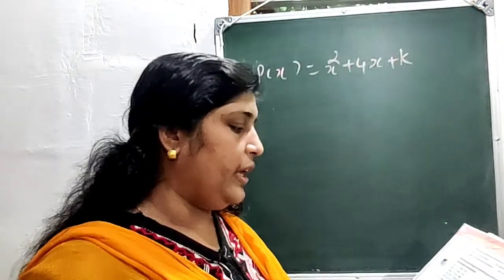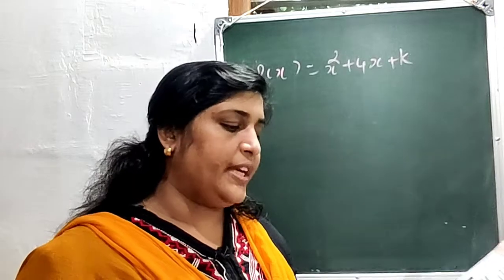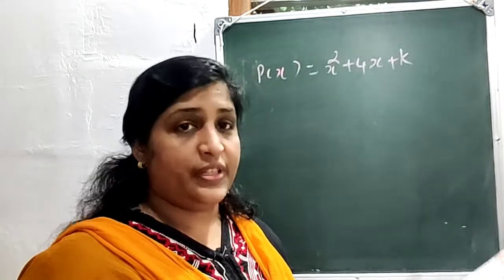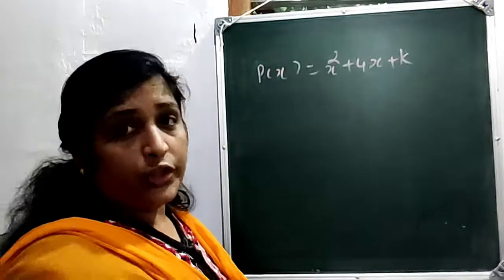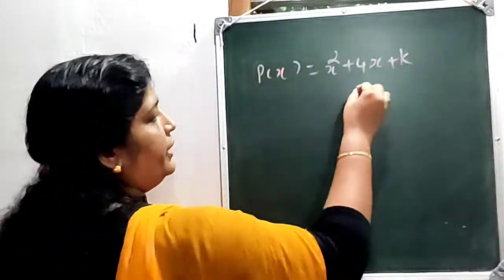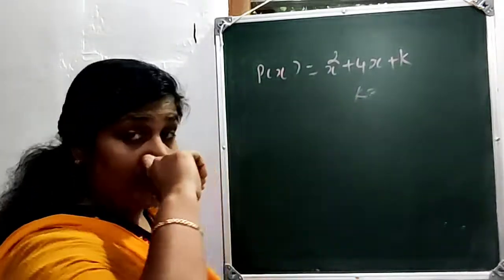Up to what number can we take as k so that p of x can be factorized as the product of two first degree polynomials? Okay, so we need to find out the possible values of k.